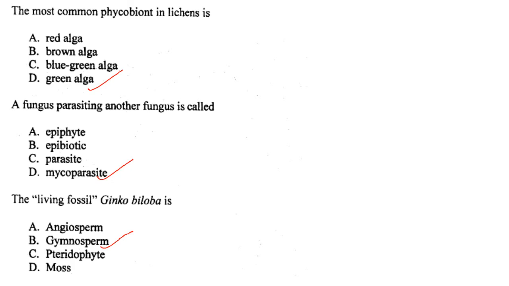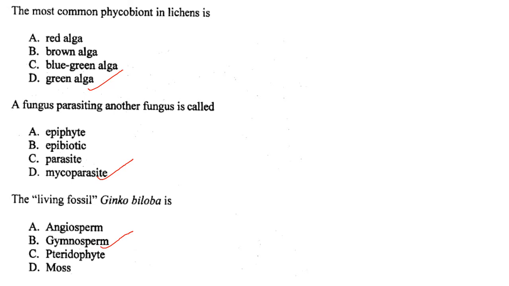Then next one, the most common phycobiont in lichens is. So they have asked for the algal partner in lichens. So it is the green alga, and it is called Trebouxia. Answer is option D. A fungus parasitizing another fungus is called. It is called a mycoparasite. Answer is option D.